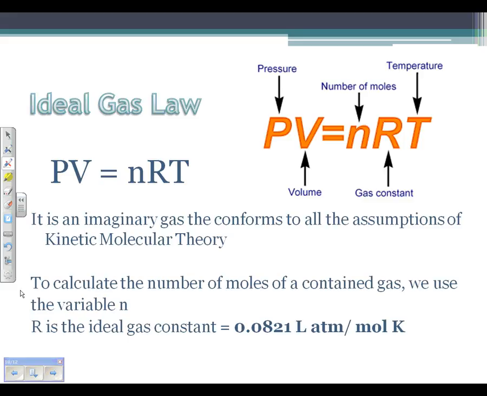The ideal gas law uses an imaginary gas that conforms to all the assumptions of kinetic molecular theory. To calculate the number of moles of the contained gas, we use the variable n. R is the ideal gas constant, which equals 0.0821 liters atmospheres per moles Kelvin. PV equals nRT is the equation used to represent the ideal gas law.